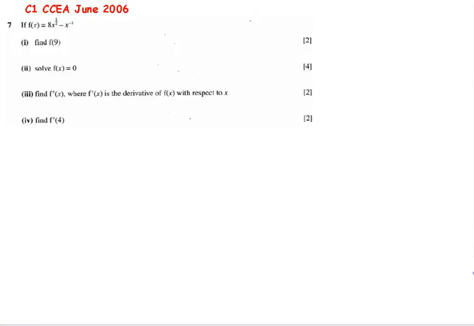Question 7 deals with functions and a bit of differentiation. We're given that f of x is equal to 8x to the power of a half minus x to the power of negative 1. Now we want to find f of 9. What happens when you plug 9 in instead of x?